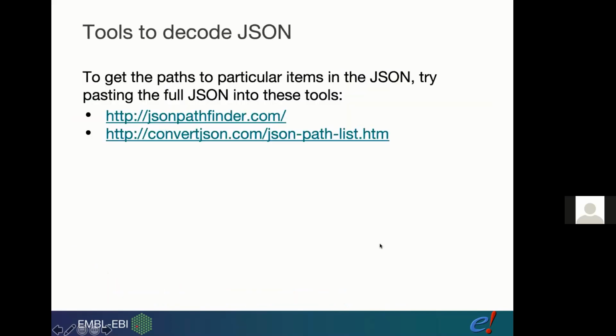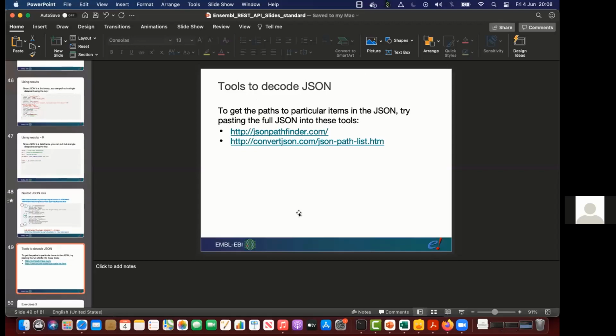If these JSONs are big and horrendous and difficult to read, you can use one of those tools. These are external tools. We don't develop them. All you have to do is copy your output JSON, paste it into one of those tools, and it's going to interpret it for you and break it down into paths. So you can then click on the object you're interested in, and it's going to tell you where in this structure your object is located. And I just wanted to show you an example.